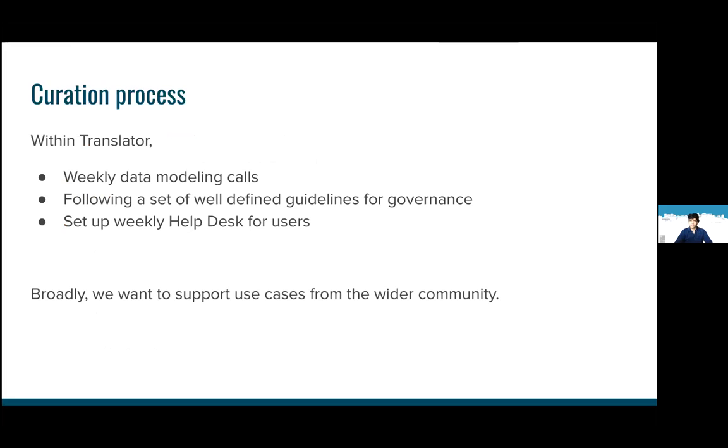So in terms of the curation process, we have weekly data modeling calls where members of the consortium bring their concerns or their needs, and we work towards refining the model. And we also follow a set of well-defined guidelines for governance, where we make sure that new changes are linked with the release, and we communicate these changes to the users and stakeholders. And we also set up weekly help desks for users, where users can bring their data, and we work with them on how that data can be modeled. And sometimes it can be a two-way street, where maybe the model is not flexible enough, at which point we extend the model to further accommodate that particular data type.